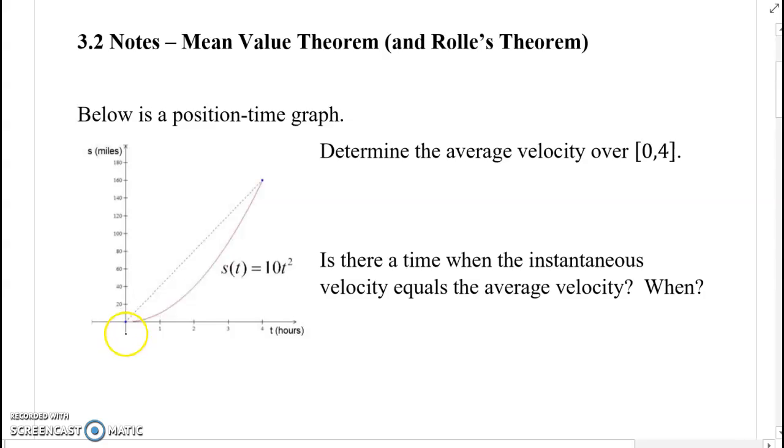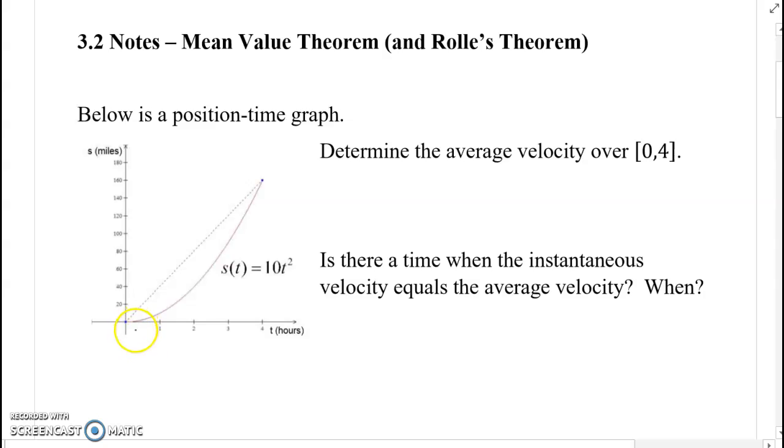Clearly it starts off kind of slow. During the first hour, it's only traveling 10 miles down the road. But by the time it travels that last hour from position 3 to position 4, it travels from 90 to 160. So that's a much farther distance in that hour. So the last hour this car is driving or this particle is moving, it's moving much faster. So this thing must be speeding up.